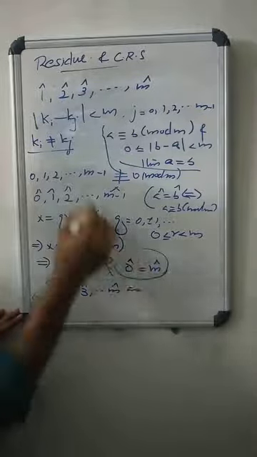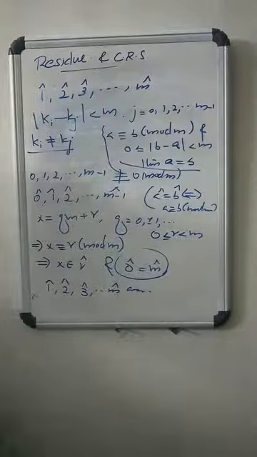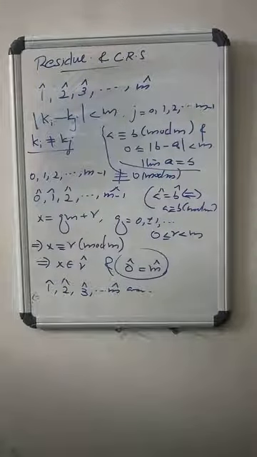0-cap equals m-cap by using this definition. So the m residue classes 1-cap, 2-cap, etc. m-cap are mutually disjoint and their union is the set itself. Agree? Okay.